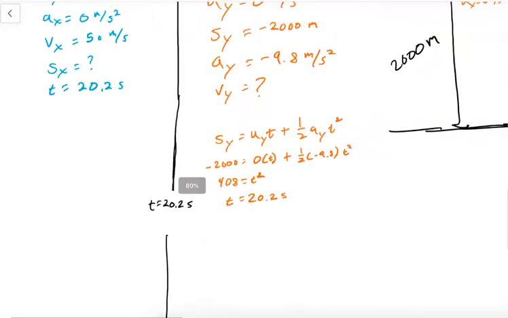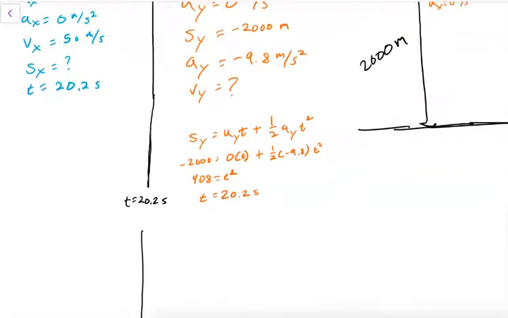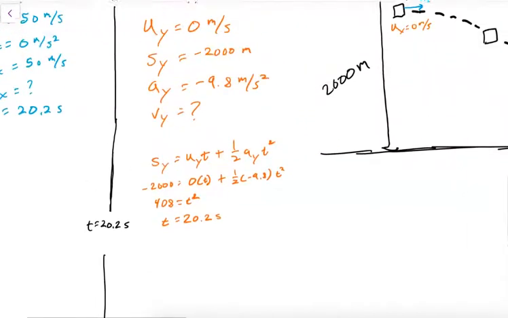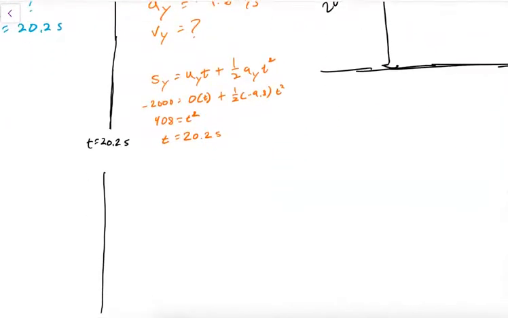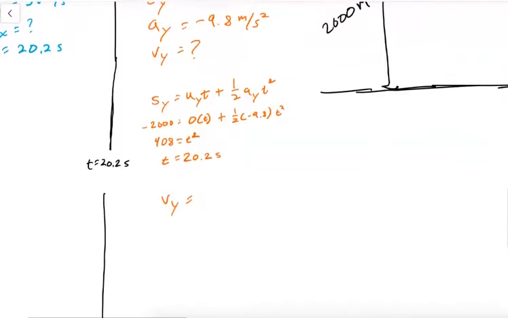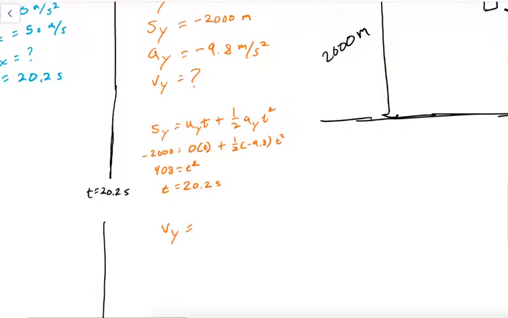And I could solve for my final velocity in the vertical direction if I would like to. So let's go ahead and do that. v of y is equal to, well, this is the easy one, because u of y is 0. So it's 0 plus negative 9.8 times 20.2. And that's 198.